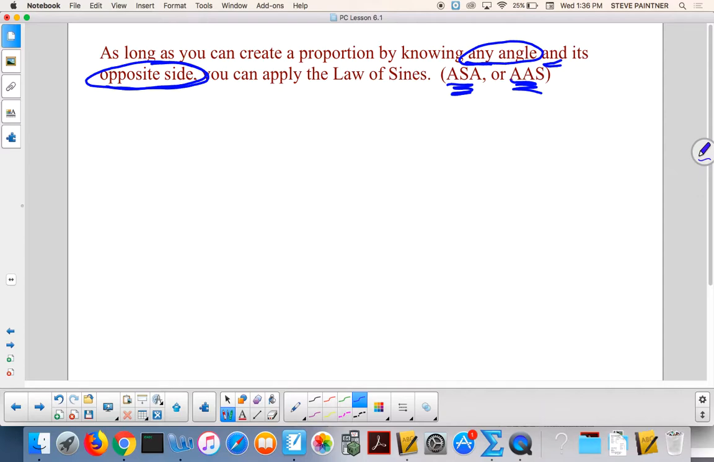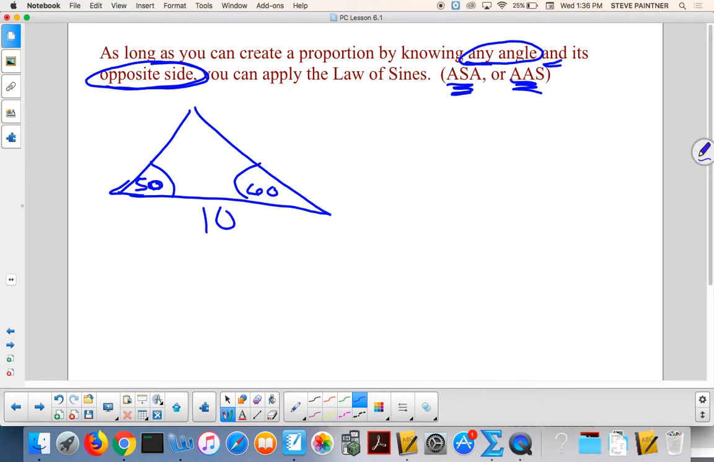Okay? So, for instance, you were given something like this. Angle, side, angle would be like 50 and 60. Angle, side, angle. How is this so easy then? Because it says if you can find any angle and the opposite side, you can do law of sine. How do I do that? You can find the missing angle. So when you're given angle, angle, the third one is easy. That's 110. That would be what? 70. Now you know angle and the opposite side.